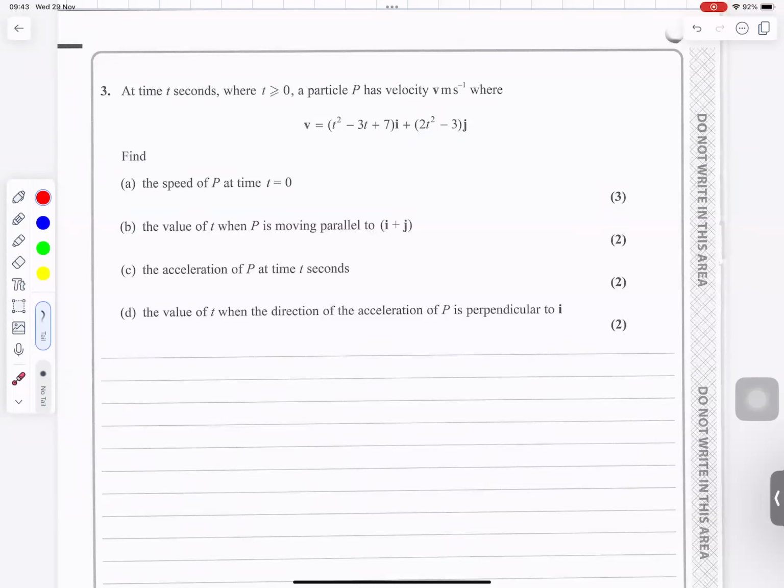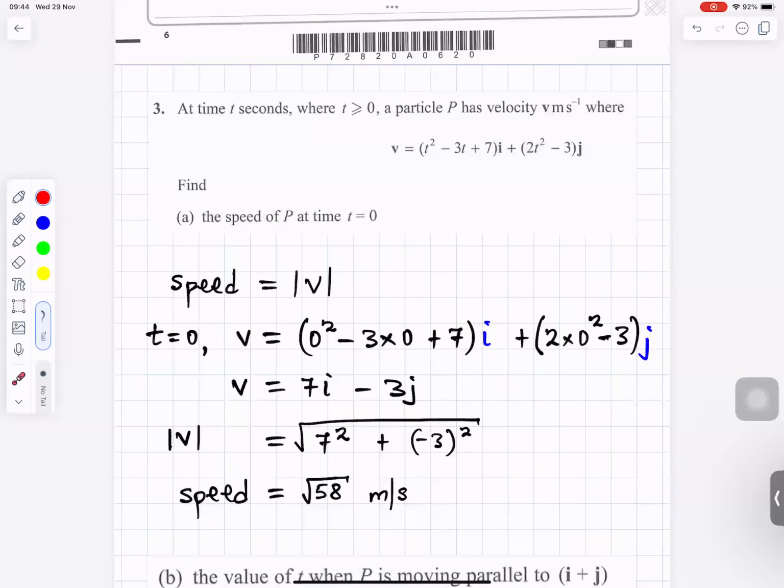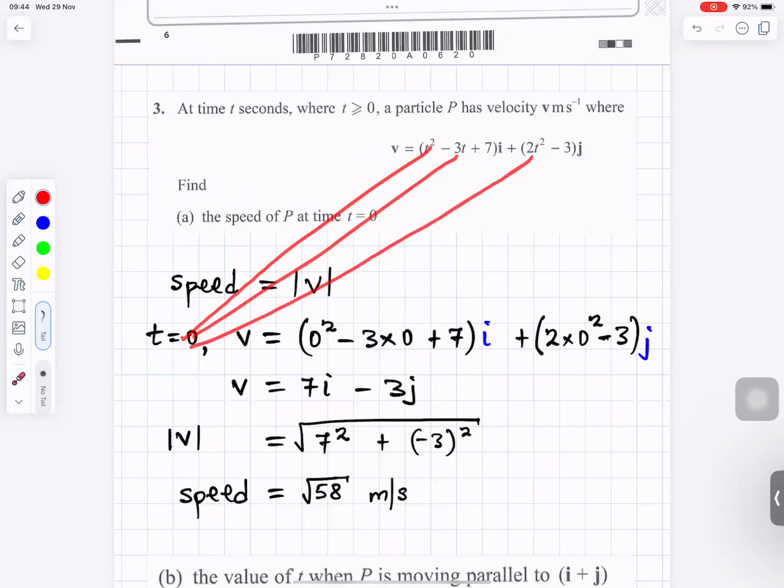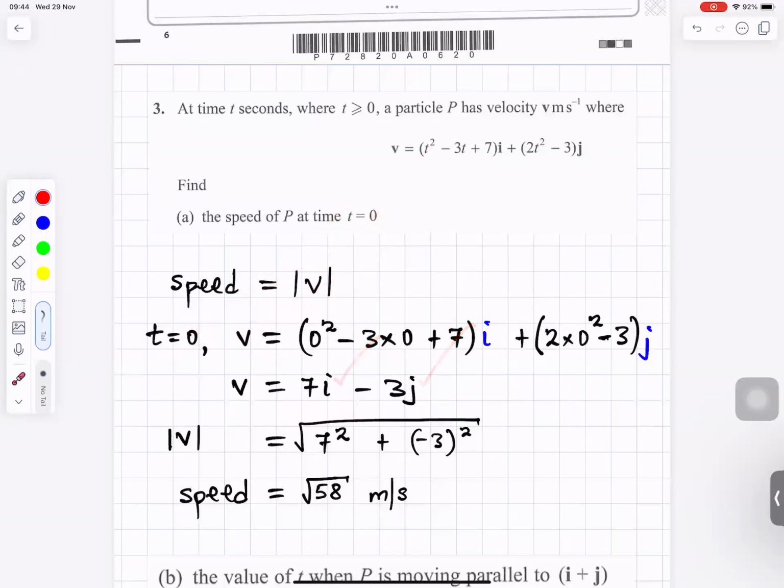Question number three. At time t seconds, where t is greater than or equal to zero, a particle P has velocity v meters per second, where v is given by that expression there. Find the speed of the particle at time t equal to zero. So the speed is the magnitude of velocity. This straight line means the absolute value of the magnitude of velocity. Put t equals to zero. So put zero there, zero there, zero there. You get 7i minus 3j. And find the magnitude, 7 squared plus minus 3 squared, it gives you square root of 58. So the speed is square root of 58 meters per second.